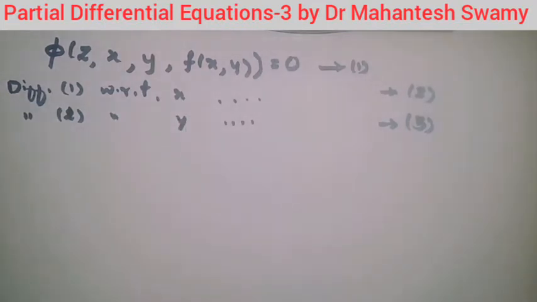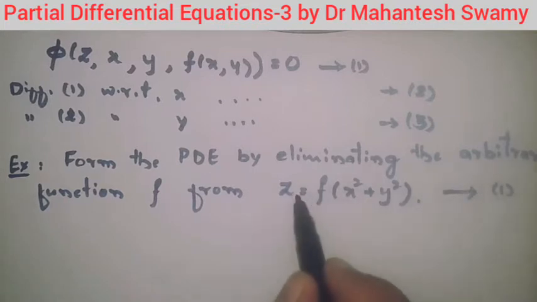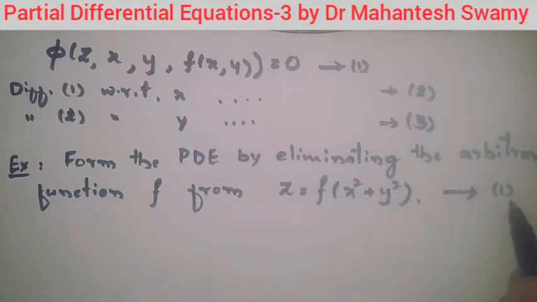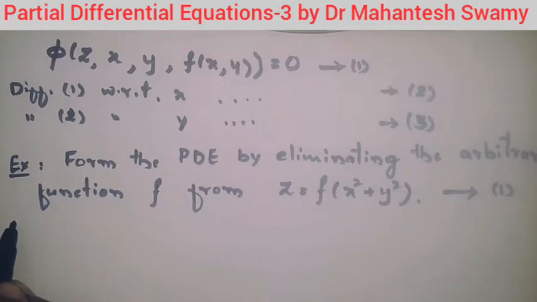Consider the first example. In this example, it is asked to form the PDE by eliminating the arbitrary function f from the relation given like this. Let us call this equation number 1. We will start the solution. First we call this equation number 1. Now, as per the principle, we have to differentiate.